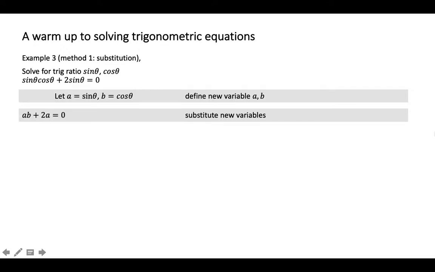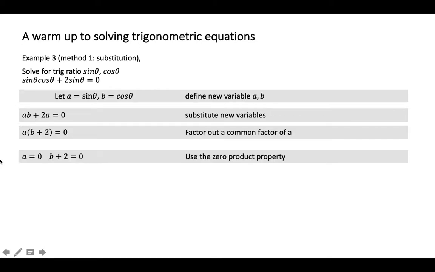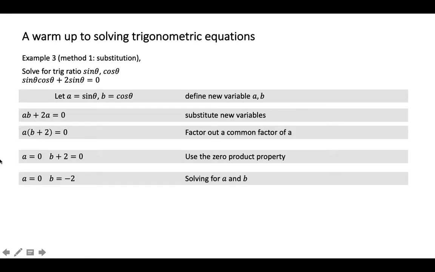So substituting those new variables in for sine and cosine, I have a times b plus 2a is equal to 0. I notice that in this equation on the left-hand side, I have a common factor of a. So I factor out a. I'm left with a times b plus 2 is equal to 0. And then I use the zero product property to equate that both factors are equal to 0. I solve for a and b, so I get a is equal to 0, b is equal to -2.